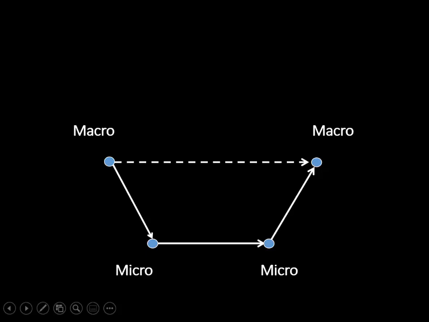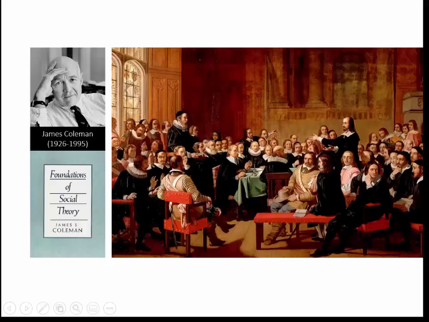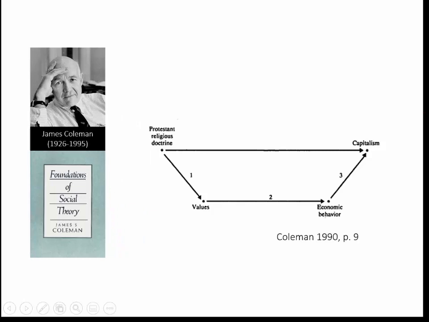And this is where the micro level comes into play. James Coleman, in The Foundations of Social Theory, and I can encourage you to read that, the first chapter talks about this, it's very straightforward to read. He takes Max Weber's idea and puts it in this schema. So we have Protestant religious doctrine on the top left, and capitalism on the other side. So how do we get from one to the other?